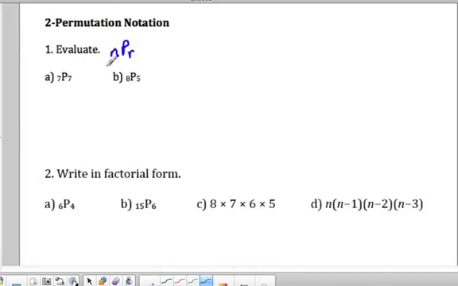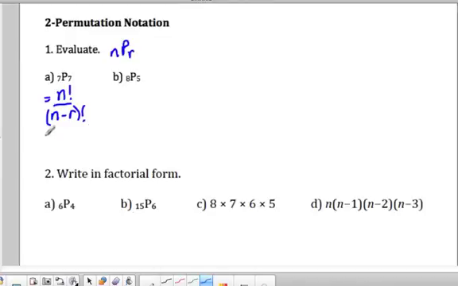So recall, for permutation notation, the expression is the permutation of n choose r. This is where order is important. It's a permutation, and out of a set of n choices, we're going to choose r of them. That's the number we're going to select out of the total we have available. So for this permutation, the permutation of 7 choose r, the general form is n factorial over n minus r factorial.